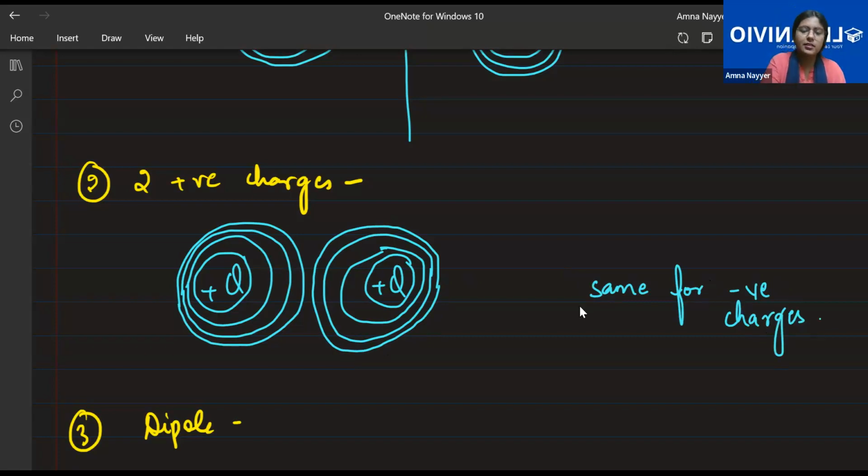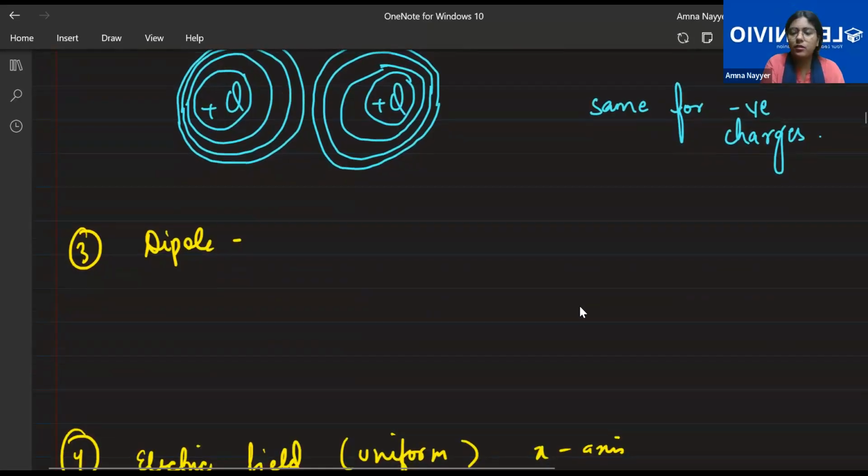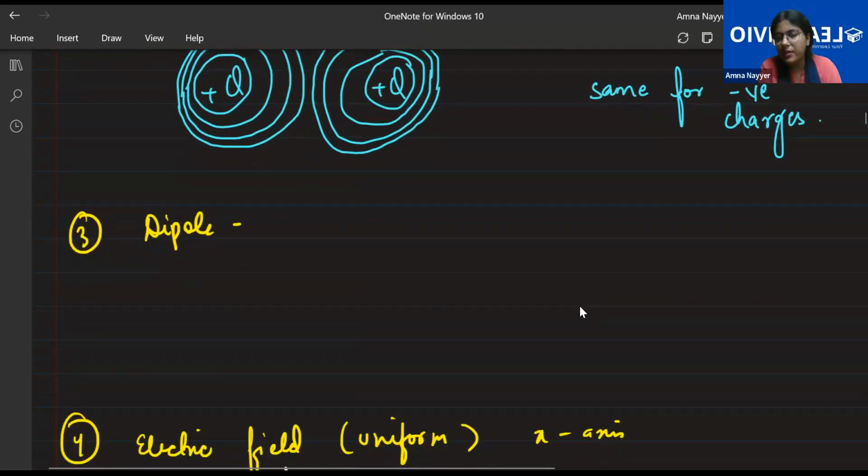Same for the negative charges. If you have a dipole, meaning positive and negative, they will attract each other, right? And not necessarily just for a dipole, just positive and negative also. Like in a dipole, the magnitude is also the same. If the magnitude is not the same, still, unlike charges attract each other.